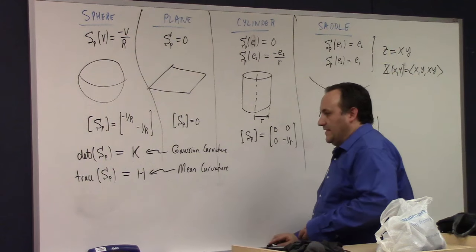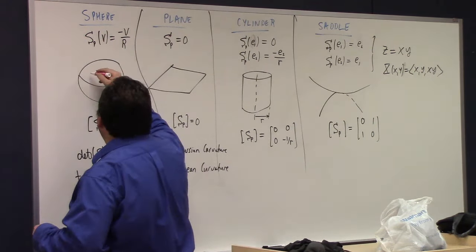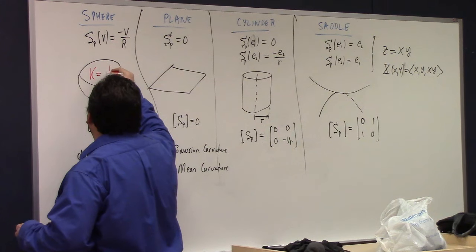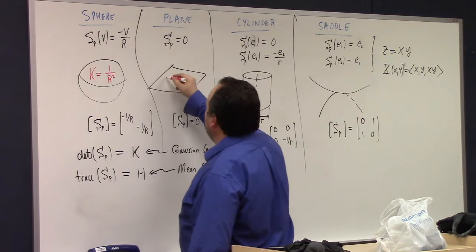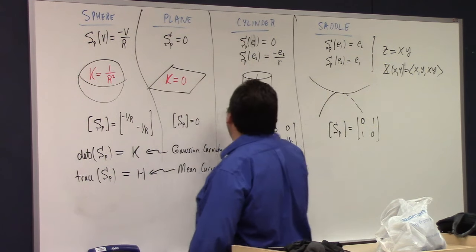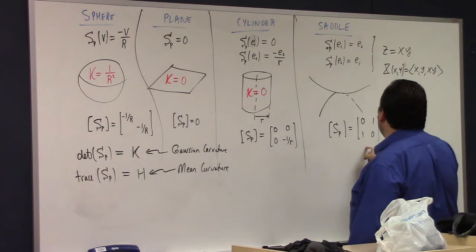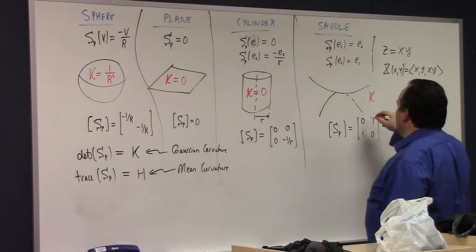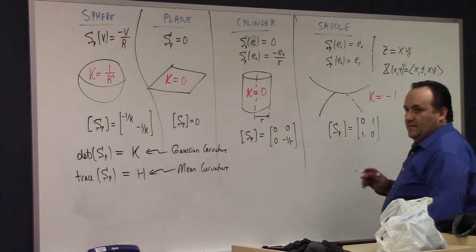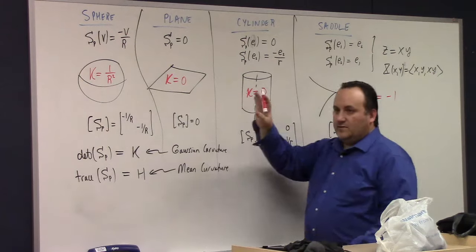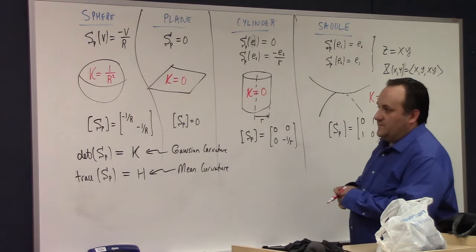I'll write it in red. The Gaussian curvature for the sphere, K, is 1 over r squared. The Gaussian curvature for the plane is 0. The Gaussian curvature for the cylinder is 0. The Gaussian curvature for the saddle surface, which I can't draw well, is minus 1. Negative Gaussian curvature, 0, 0, positive Gaussian curvature.